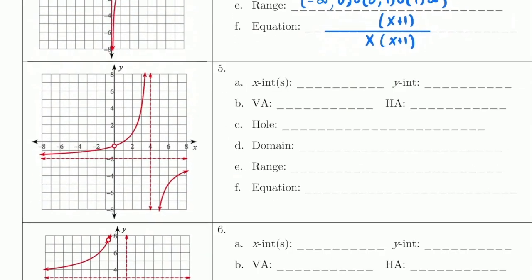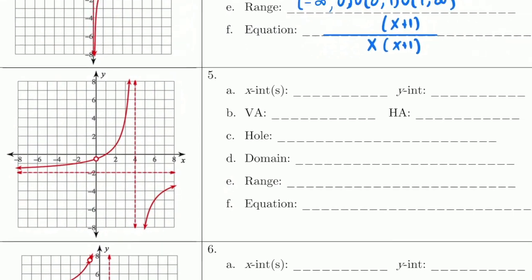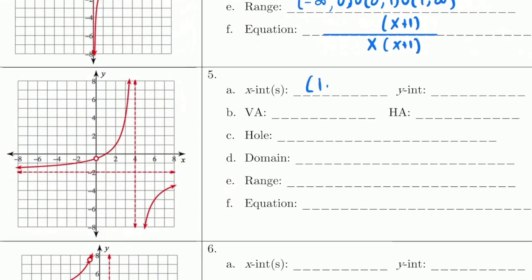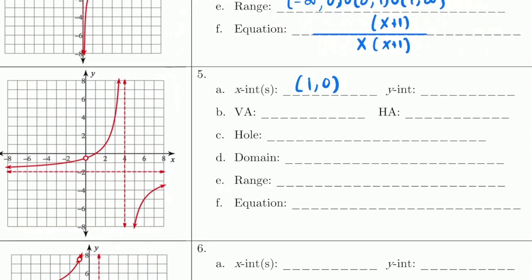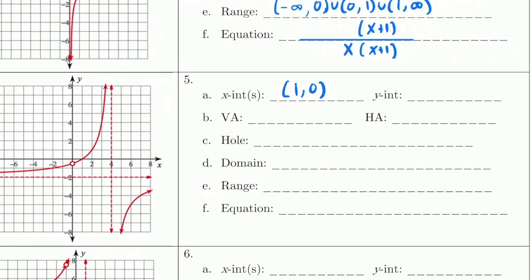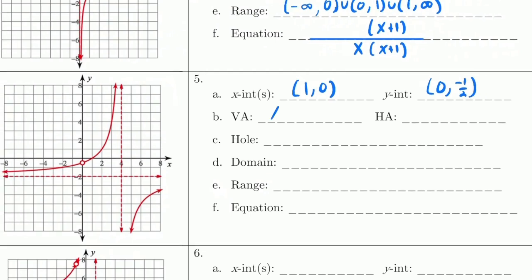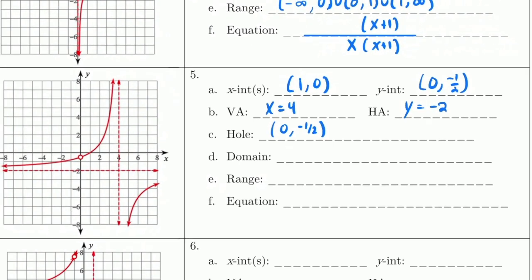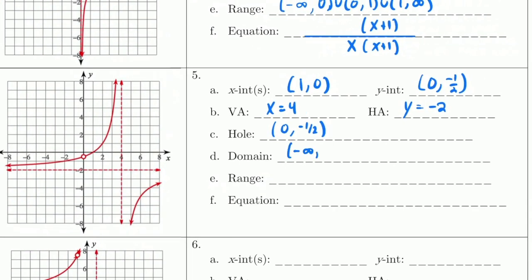Okay. Number 5. X-intercept at 1, 0. Y-intercept at, that looks like 0, negative 1/2. Vertical asymptote at x equals 4, and a horizontal asymptote at y equals negative 2. And then a hole at the same point as my y-intercept, which appears to be 0, negative 1/2.